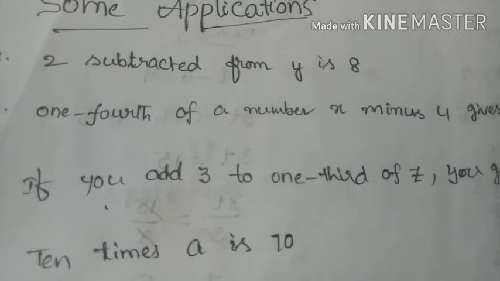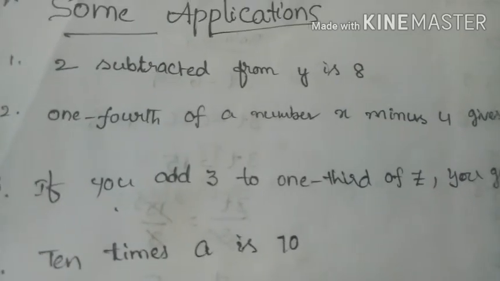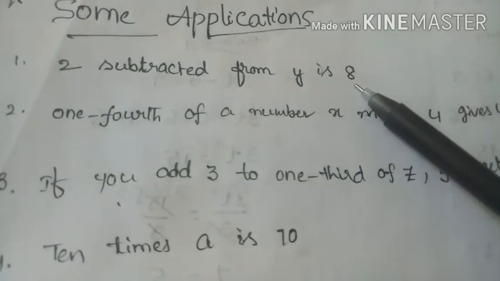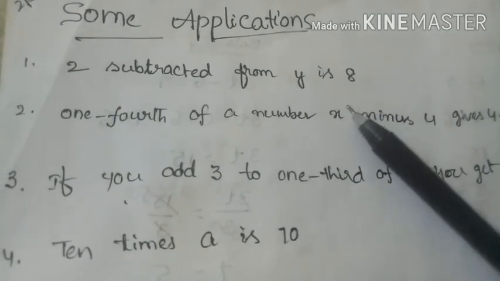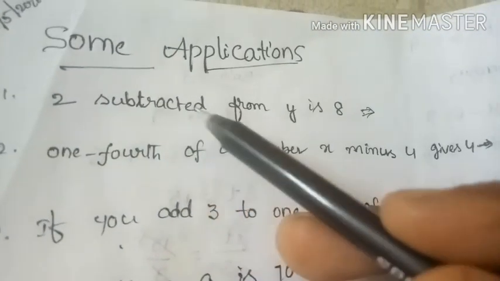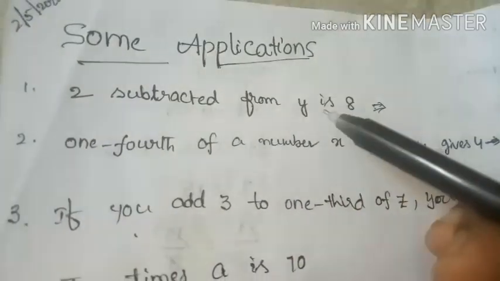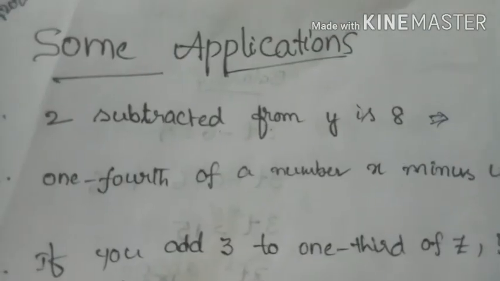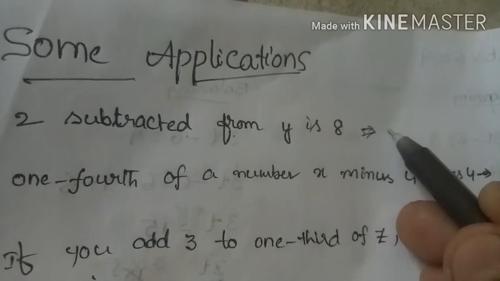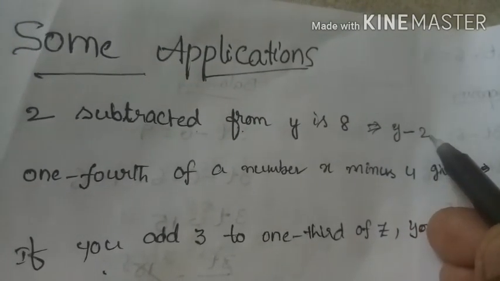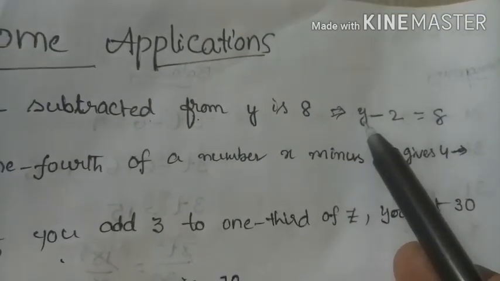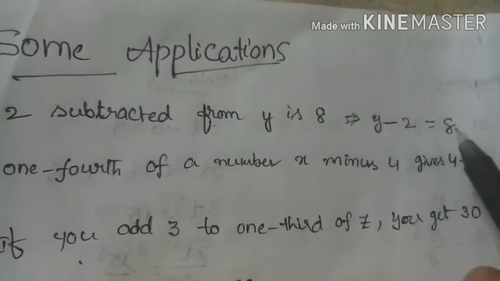So what is the variable here? Yes, y is the variable, and 2 and 8 are constants. So how do you frame this one? Write it: 2 is subtracted from y. 2 is subtracted, that means y minus 2 is equal to 8. 2 subtracted from y is 8.